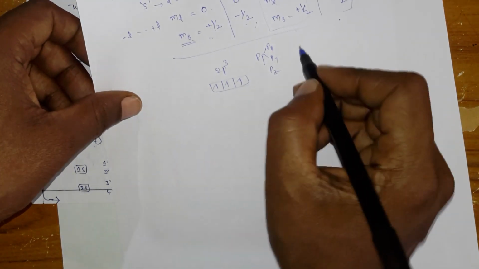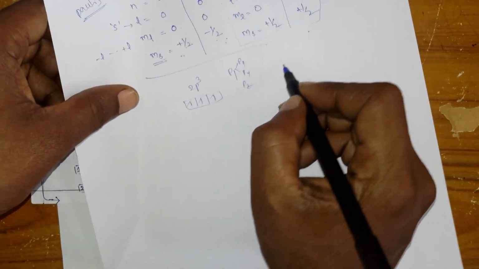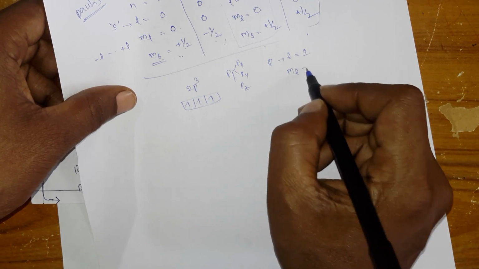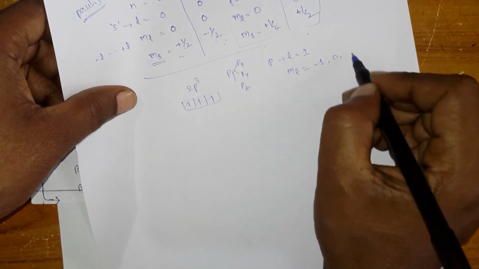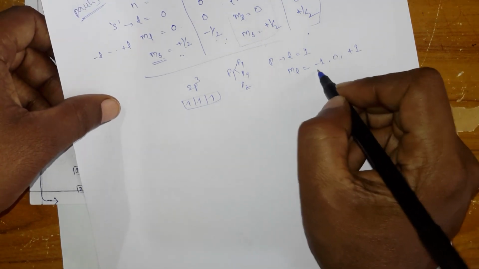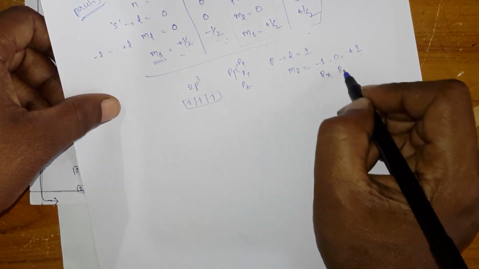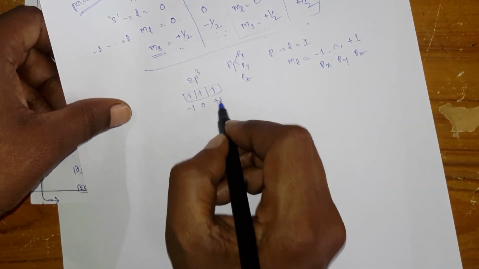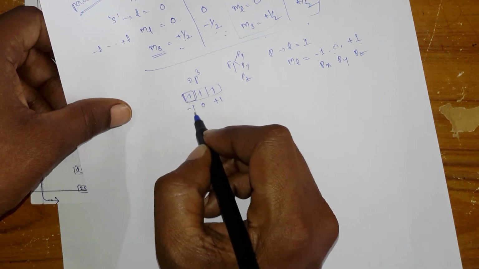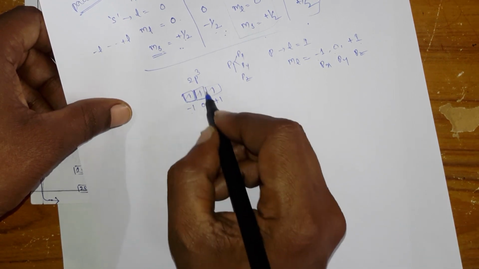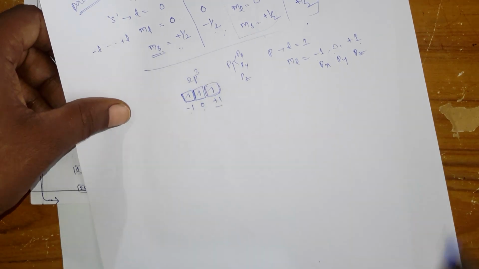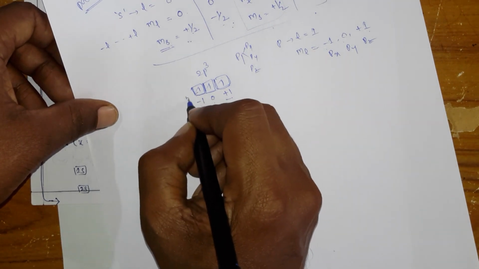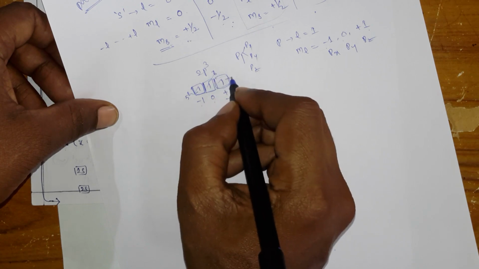For the p, what is the l value? The l value is equal to 1. So the possible ml values are minus 1, 0, plus 1. Okay, so this minus 1, 0, plus 1 we will assign to px, py and pz, or else you can write like this: minus 1, 0, plus 1. So for this orbital it is minus 1, for this orbital it is 0, and for this orbital it is plus 1. Okay, so here you assume that this is the 5th electron, this is the 6th electron, this is the 7th electron.